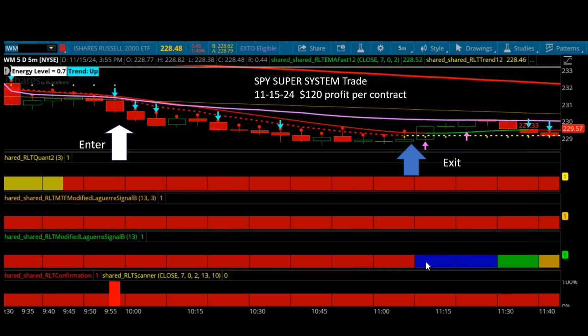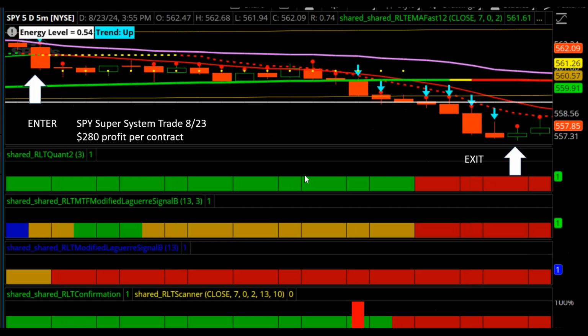We get out here, then it switches back to blue, so you don't want to be in there anymore. That's another nice SPY super system trade here. As it broke below the VWAP, it comes down with a big candle, moves sideways, stays below the 15, continues to stay below the 15, and then it flushes right down.